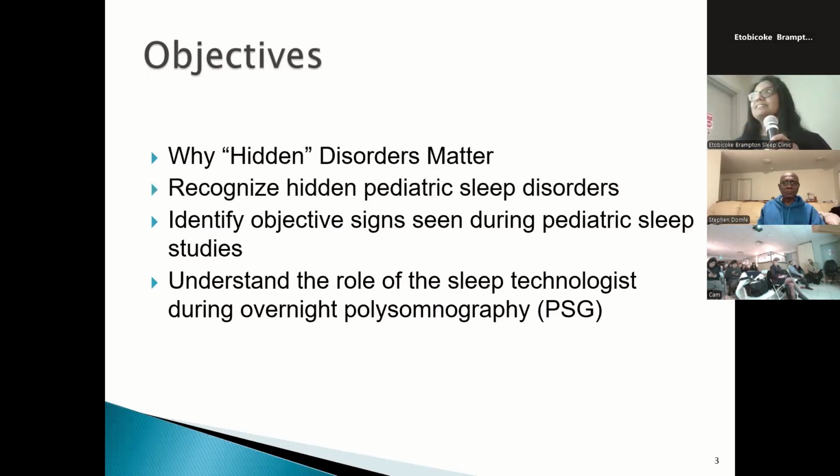So again, as I said, this is why these disorders matter. Recognize pediatric sleep disorders, identify objective signs seen during pediatric sleep studies, and understand the role of sleep technologies during the overnight polysomnography.